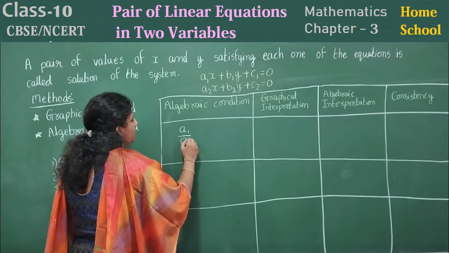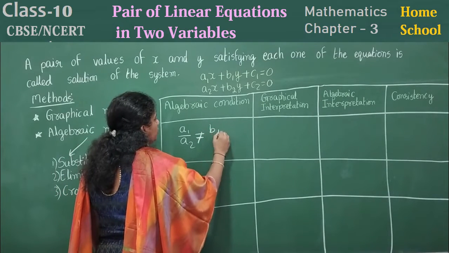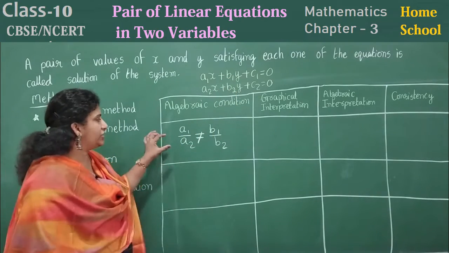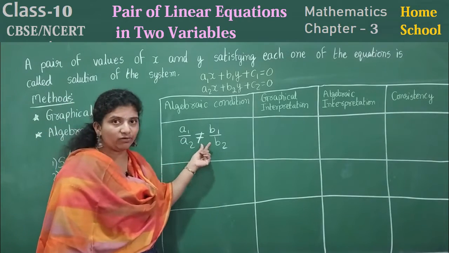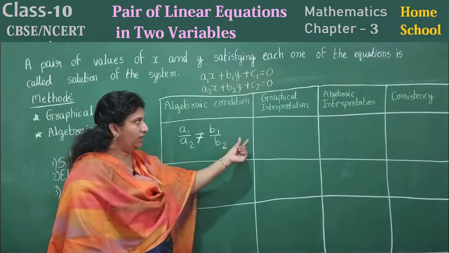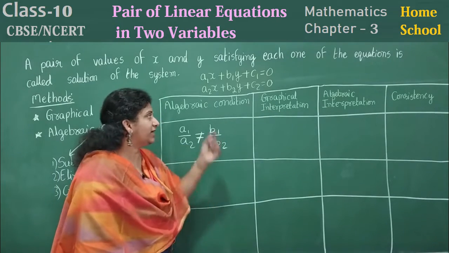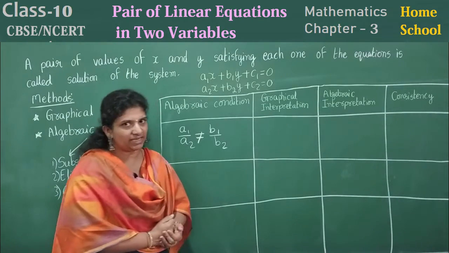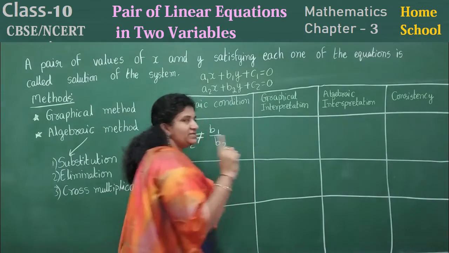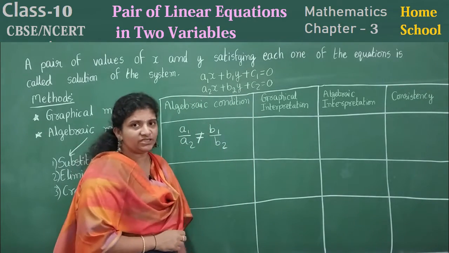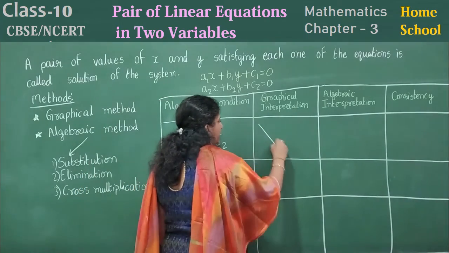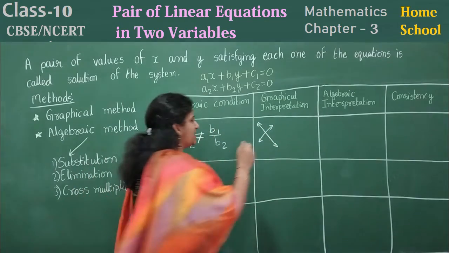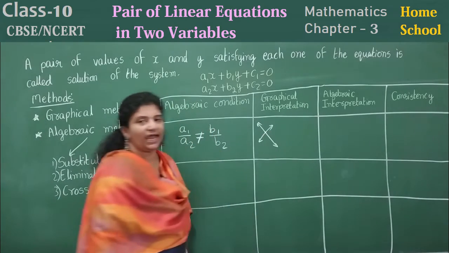If the ratio a1 by a2 is not equal to b1 by b2, then what will be the graphical interpretation? How will it be in the graph, children? Without drawing the graph, we'll be able to say the answer. How? A linear equation means a straight line, right? 2 linear equations mean 2 straight lines. So how are the lines here? The 2 lines will be intersecting, intersecting at a point.